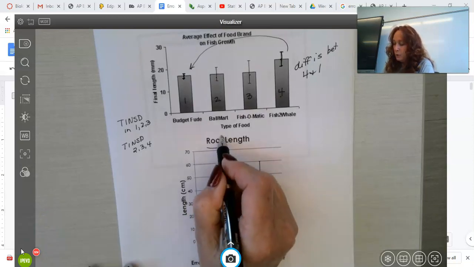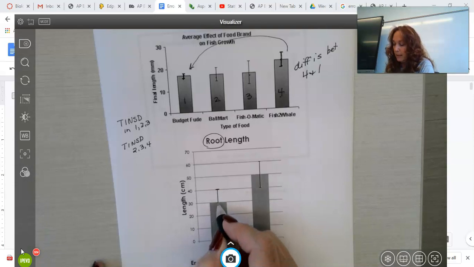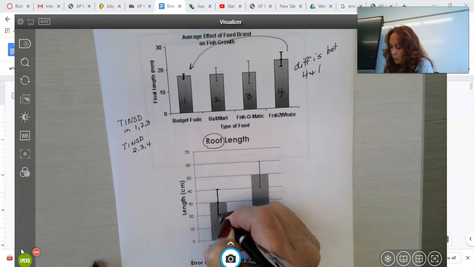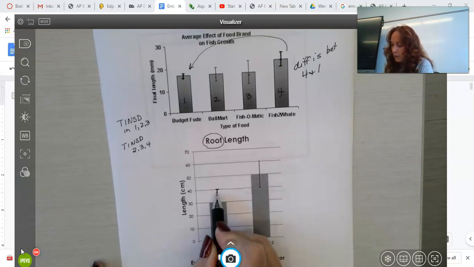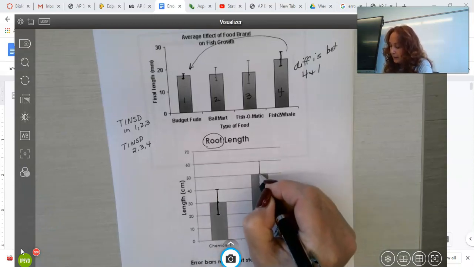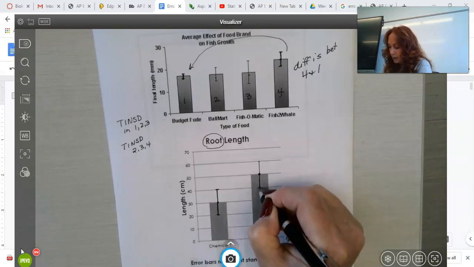So now we're looking at root length, and we're going to compare these two. Now I picked this one on purpose. They don't usually give you ones like this. But if I say chemical 1, the mean length is here, which is 30, and it belongs in a group of means that run from 20 to 40. Chemical 2 has a mean of 50 centimeters. That seems a lot longer. Like, shouldn't that be way different than 30? No, actually it's not.